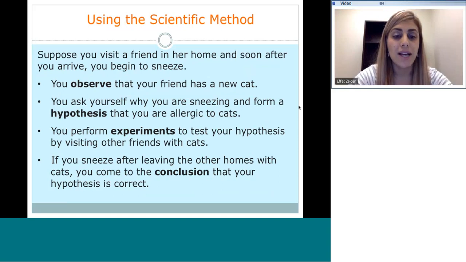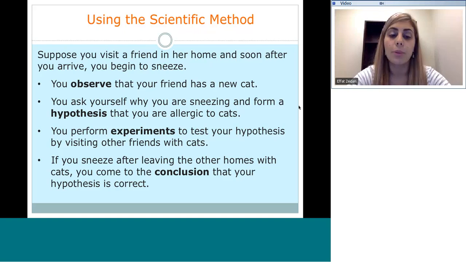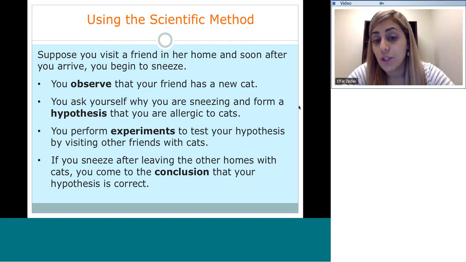Number 2, you ask yourself why you are sneezing, and you form a hypothesis that you might be allergic to cats. You perform experiments to test your hypothesis by visiting other friends with cats. Now, if you visit your other friends who have cats and you continuously sneeze, then you come up with a conclusion saying, okay, then maybe I am allergic to cats.